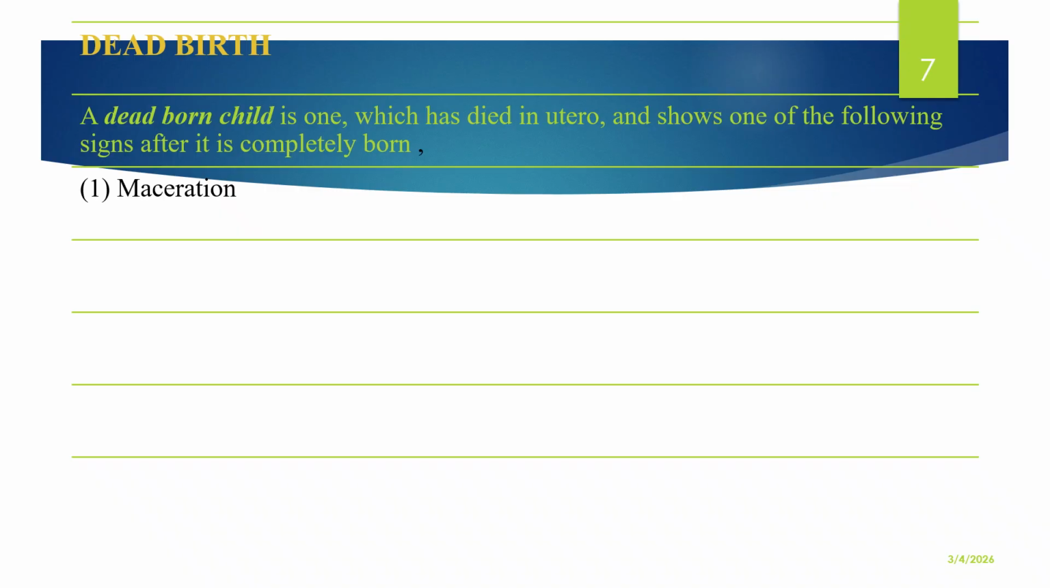Now we'll come to another definition, which is deadborn. So, what is a deadborn? A deadborn child is one which has died in utero and shows one of the following signs after it is completely born.